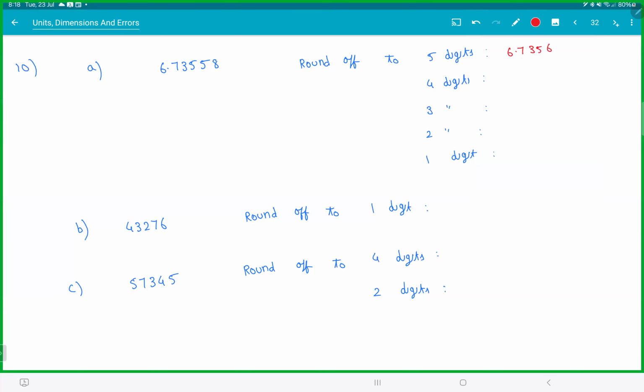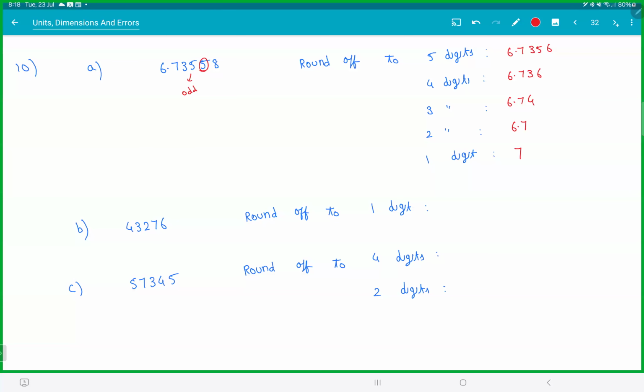6.7356. For 4 digits, look at this 5. So before that, it is an odd number. So 6.736. For 3 digits, 5. Again, the number before is an odd number, 6.74. I should have made that 2 now. Okay. And 6.73, so 6.7 only, and this is 7.